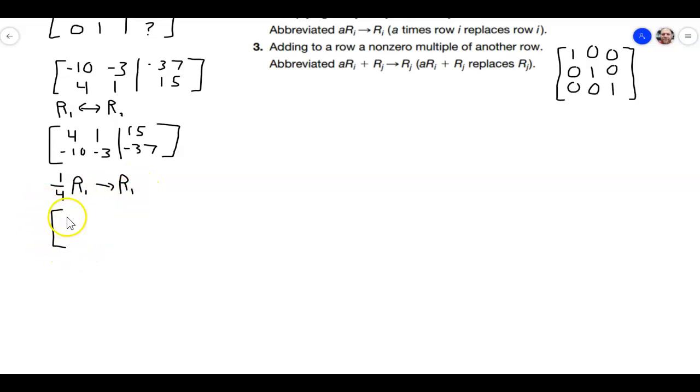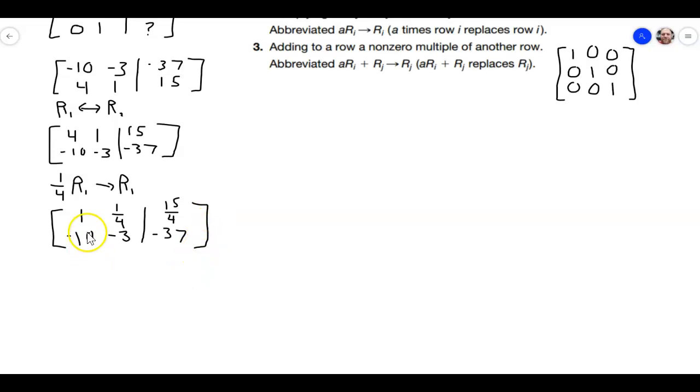So on my next matrix, row 2 stays the same. I'm not messing with row 2, so I'll just leave it how it is, and -37. And then I'm going to multiply row 1 by 1/4, or divide by 4. So I get a 1 there. That's what I want. I get a 1/4 here, and I get a 15/4 here. 15/4.